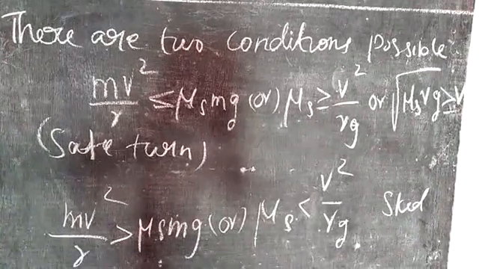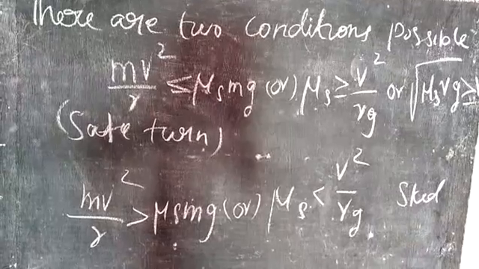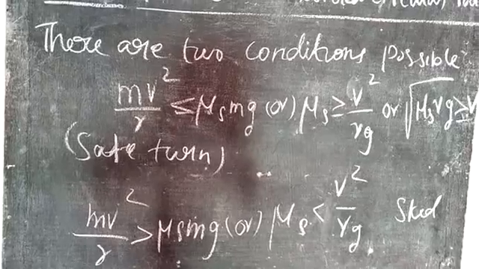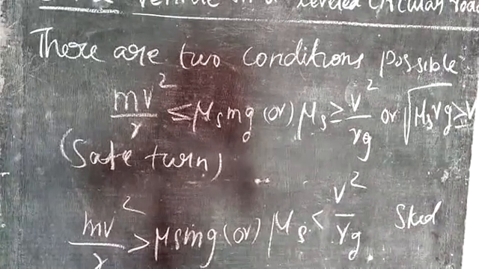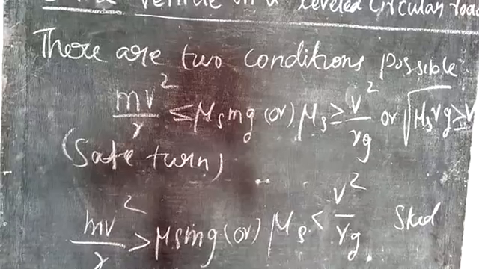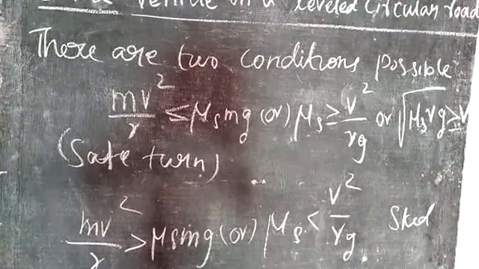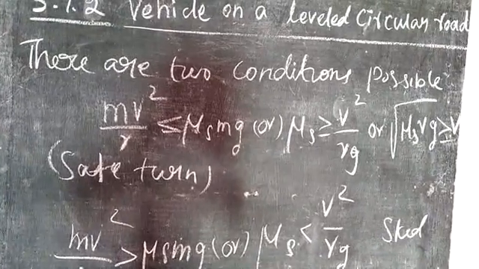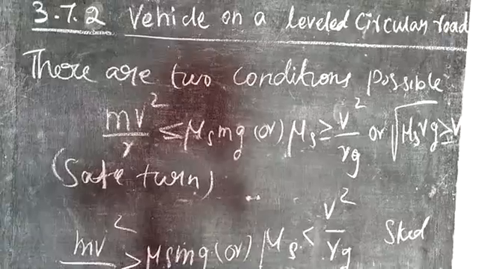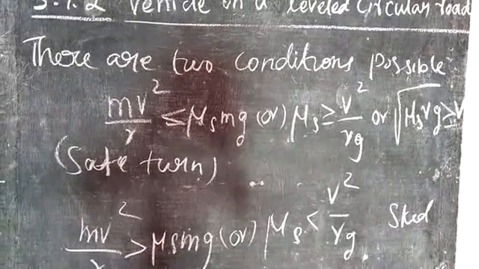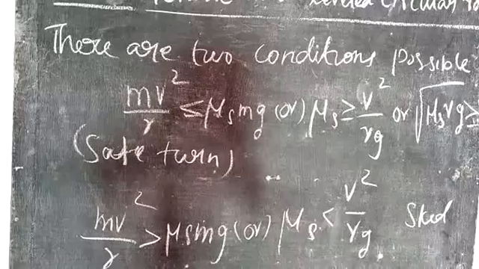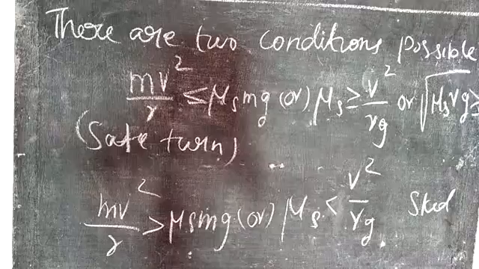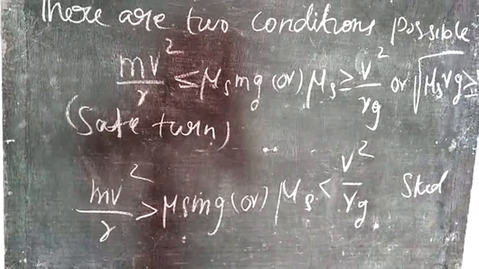There are two conditions possible. Condition 1: safe turn. The static friction provides the necessary centripetal force. The car will bend on the curve. So the coefficient of static friction mu s determines what maximum speed the car can have for a safe turn.